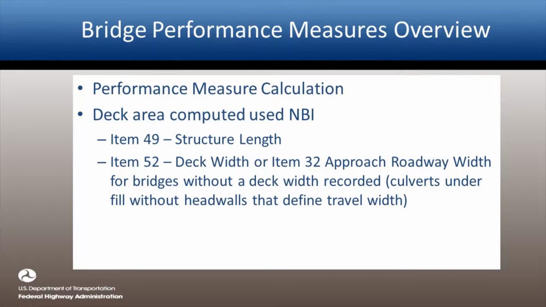And again, we use that MBI rating, and we use the structure length, item 49, and item 52, deck width, or item 32, the approach roadway width, if we're talking about a bridge without a deck like a culvert. That could also apply to something like an arch under fill that doesn't have a deck.